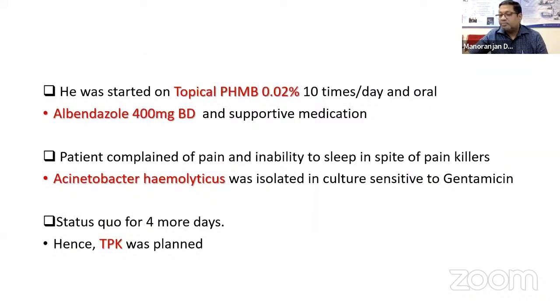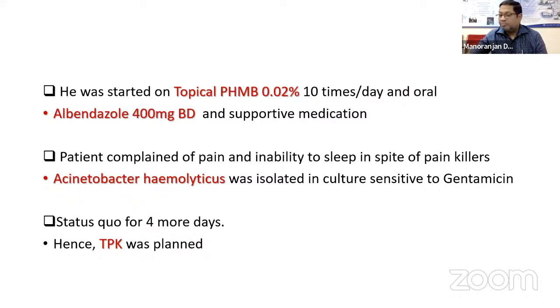The patient was started on topical PHMB eye drops 10 times a day, along with oral albendazole 400 mg 2 times a day and supportive medication. Acinetobacter hemolyticus was also isolated in culture and was sensitive to gentamicin, which was added to the treatment at this point because we were not sure of a secondary infection.